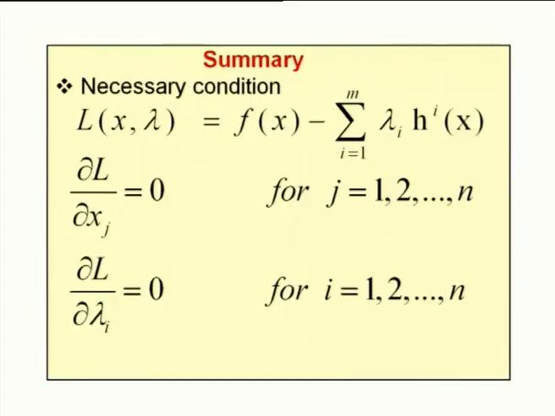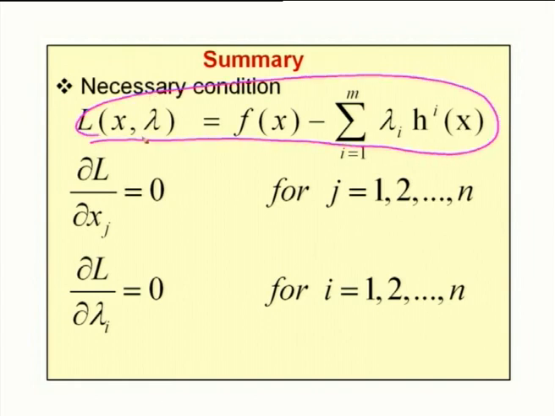Let me recap. The necessary condition for a nonlinear programming problem involving 2 constraints, both of equality type, is constructing the Lagrangian function L of x comma lambda is f of x minus lambda j into h j of x. From this Lagrangian function, the equations dou L by dou x j equal to 0 and dou L by dou lambda j equal to 0 give us the necessary conditions.